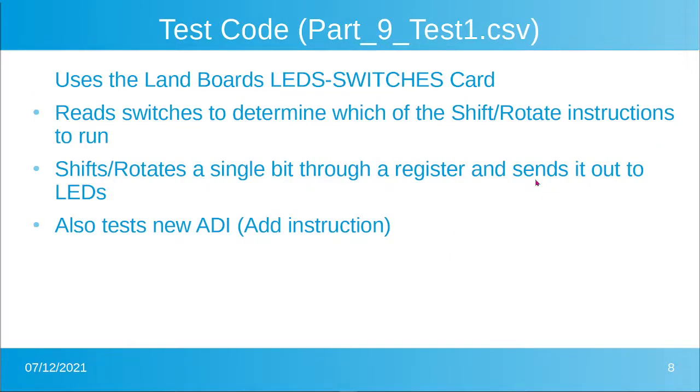So let's test that operation and use the LAN boards, switches, and LEDs card. And we can read the switches to determine which of the operations to run and test each one at a time with that card. That'll shift and rotate a single bit through a register and send it out to the LEDs. So it'll be a visual way of seeing whether it works or not. It was good for debugging. Also add the new add instruction, add the exclusive OR instruction, and add a compare instruction to compare a register against a constant value.